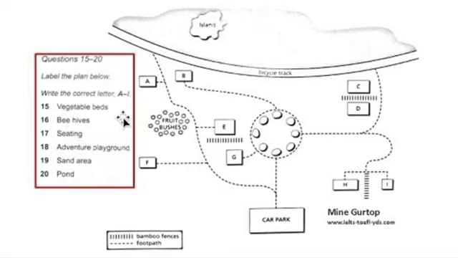So for vegetable beds, the correct answer is G, because she said the bamboo fences are just above them. So it has to be G. And for the beehives, she said go right and take the one that goes down. And there she means the smaller area, which is I.